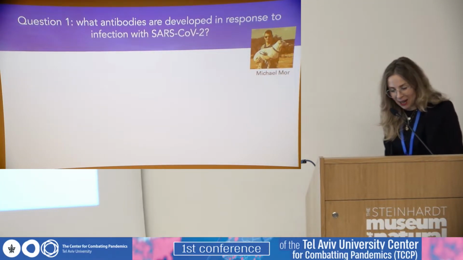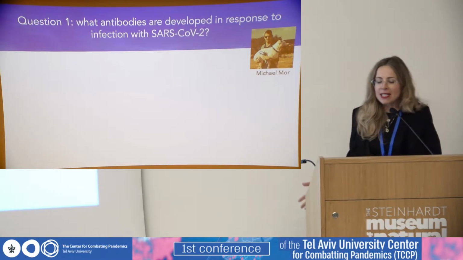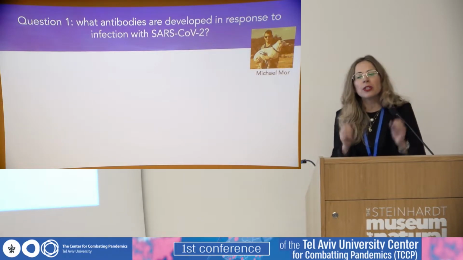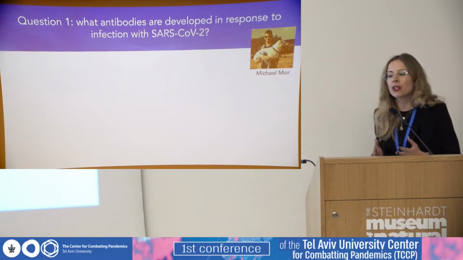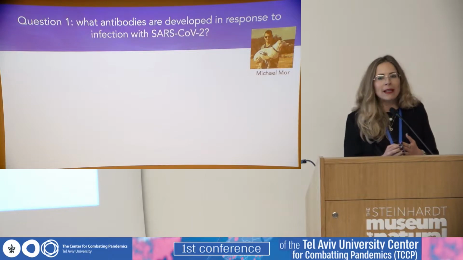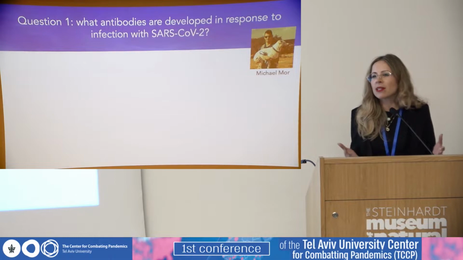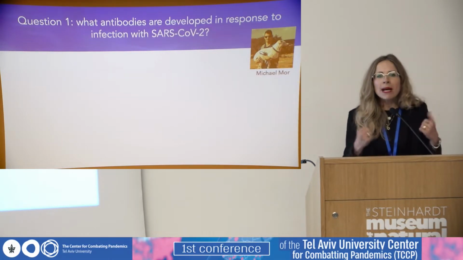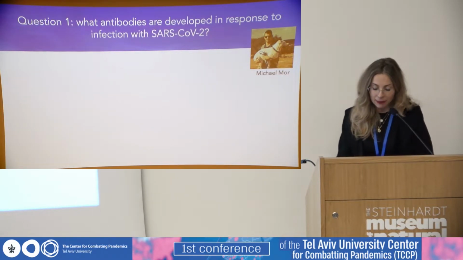So, yeah, thank you. The first question that we asked was what antibodies are developed in response to infection. We were particularly interested in whether there is a difference in the antibodies produced during severe COVID infection and asymptomatic COVID infection. We thought at the beginning, well, obviously antibodies are so important, so people who have asymptomatic infection must have some pre-existing antibodies or something that protects them.